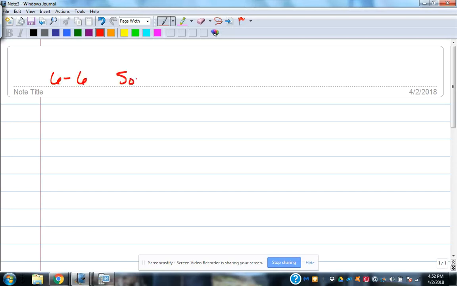6.6, solving logarithmic and exponential equations.